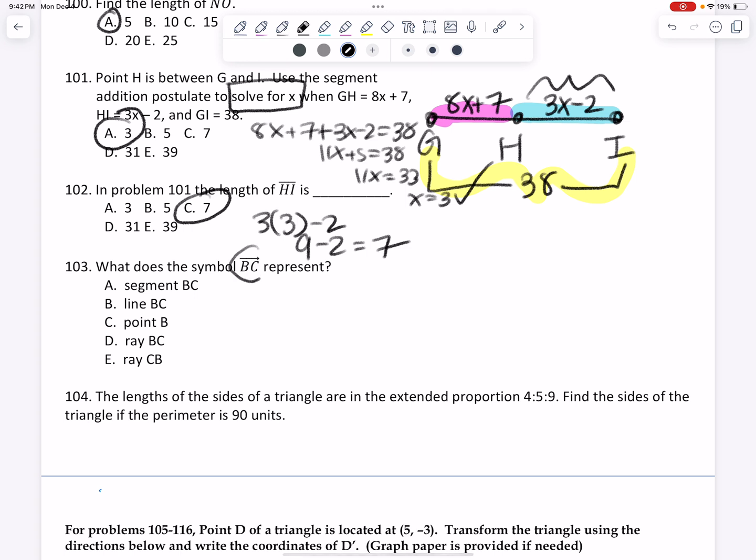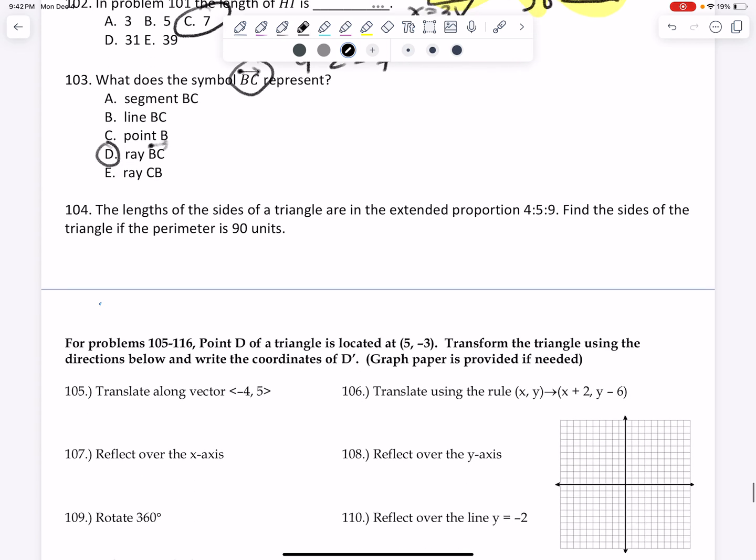Okay, what does this symbol represent? It has a starting point, but it goes on forever in one direction. That is a ray. That is the ray starting at B and going through C. The one that it starts at is the one that has the dot over it.